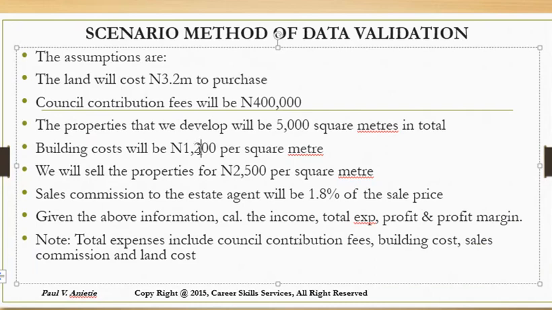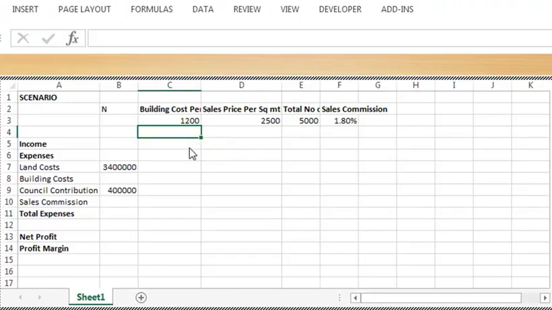Okay, the building cost is 1,200 naira per square meter, please. So it's 1,200 naira per square meter. Now, let's start. The first thing we are going to do is the income. What will be the income we should be expecting?